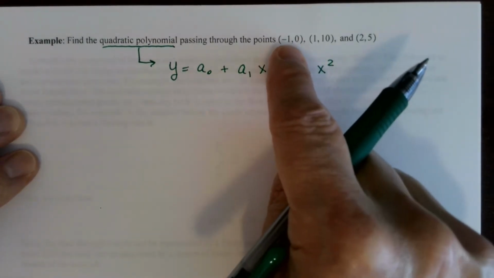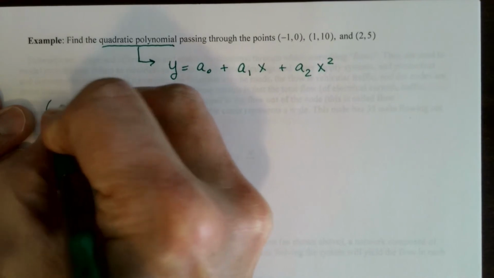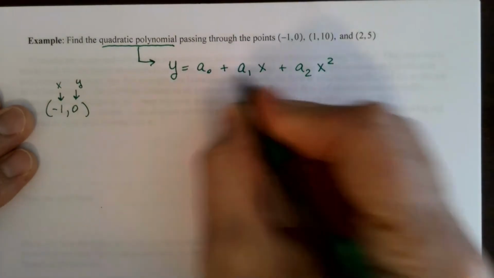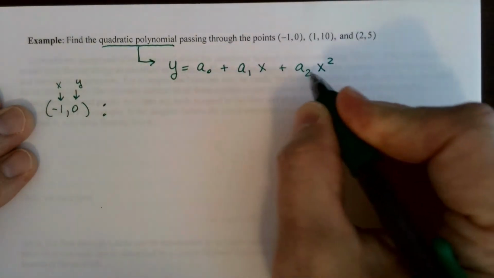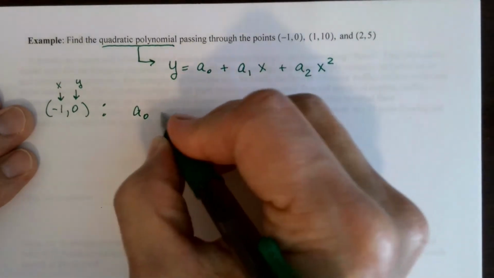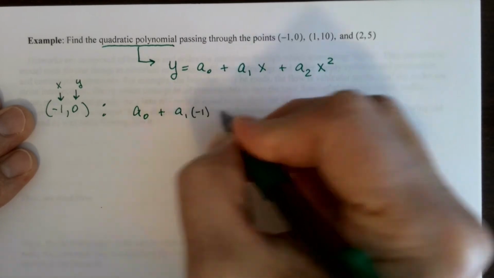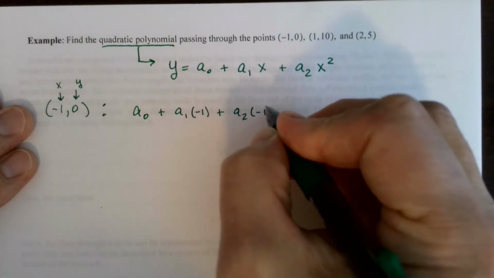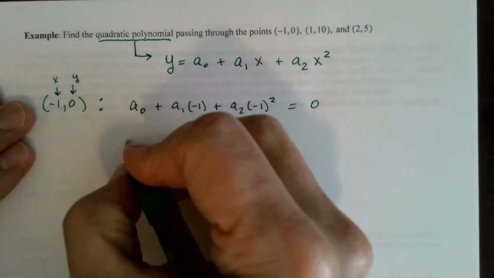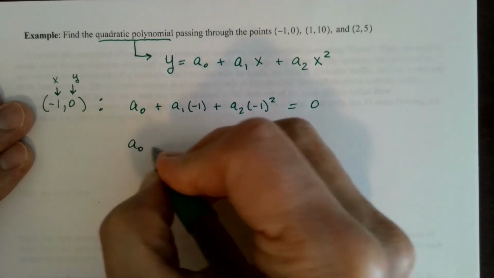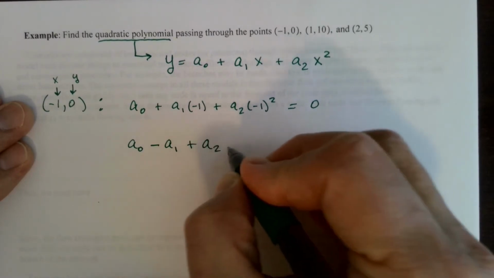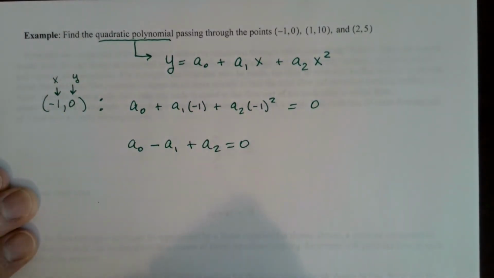And I plug in my points. Here's my x1, y1 point. So my point -1 comma 0, right? That's the value of x. That's the value of y. And I'm going to replace x and y with those values. I'm going to do this right side of the equation first. And replacing x with what? -1. Equals y, which in this case is 0. This is my first equation. Let's clean it up a little bit. I'm going to get a sub 0 minus a sub 1, right? And then -1 squared is positive 1 plus a sub 2 equals 0. So that's our first equation in 3 unknowns.